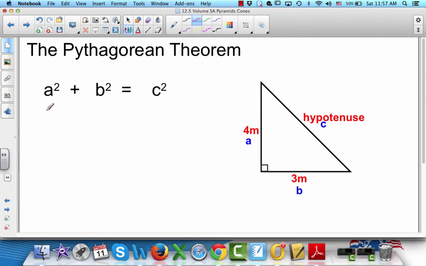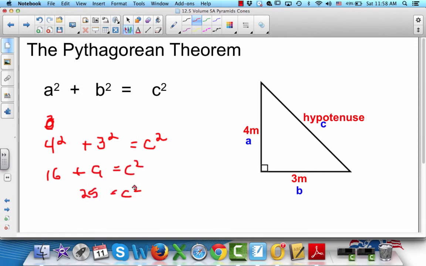So let's try to figure one out. That gives us 4 squared plus 3 squared equals c squared. So that will be 16 plus 9 equals c squared. That'll give you 25 equals c squared. And now the answer to that, to get c, is what number can you multiply by itself and get 25? And the answer is 5. So that means your hypotenuse over here is 5 meters.